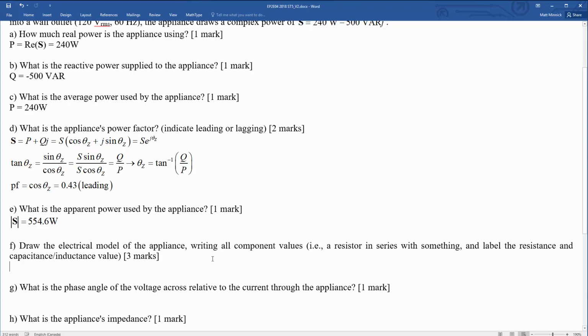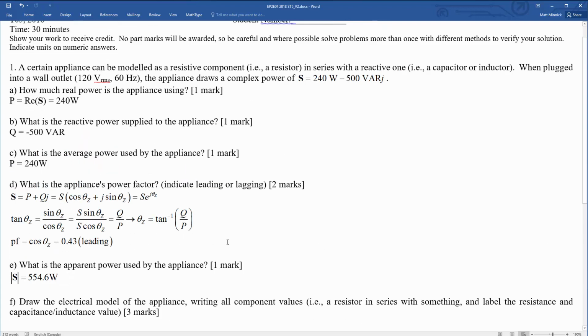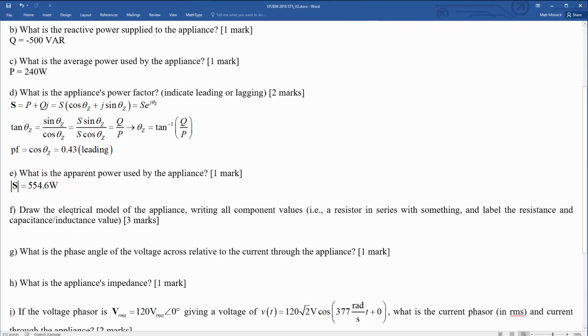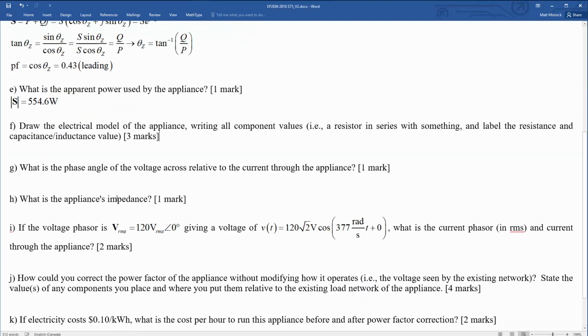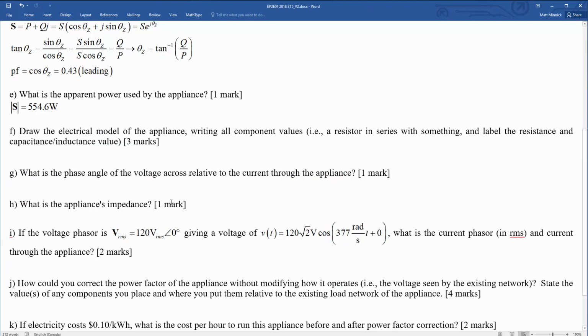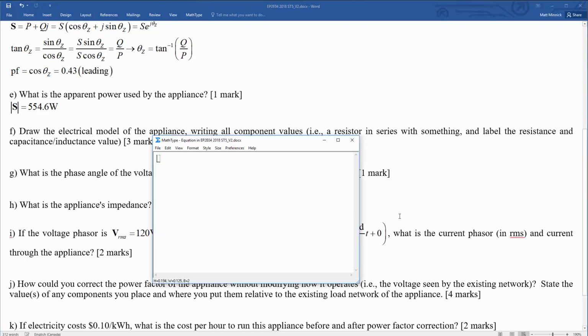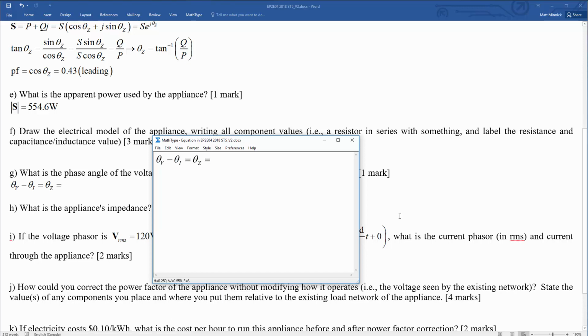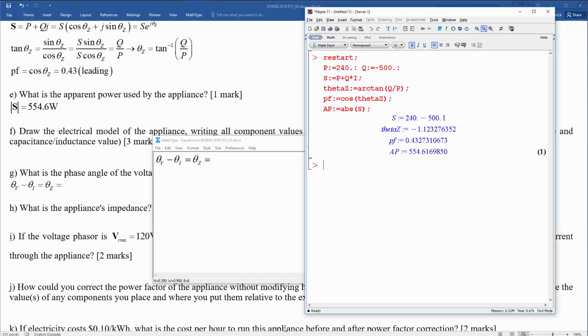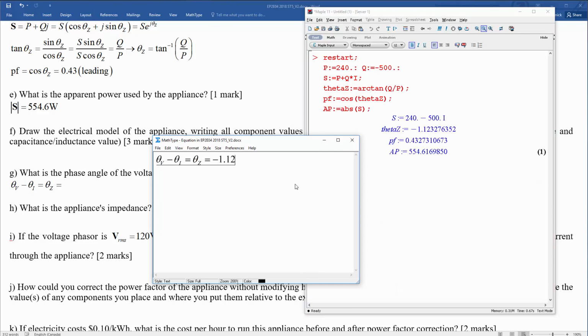Draw the electrical model of the appliance, writing all component values. So figure out what we have, whether it's like a resistor and a capacitor or inductor. Before we do this, I'm going to jump around in the questions a bit. Later on, it's asking us to find the phase angle of the voltage relative to the current. That's theta V minus theta I, which is exactly what theta Z is. And that we said was negative 1.12, and that's in radians.